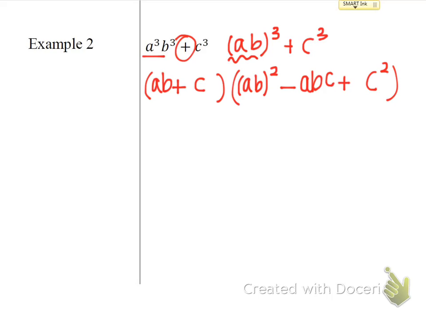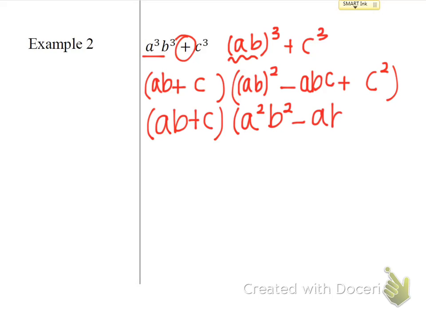I want to simplify this a little bit more before I continue on. So that's going to give me ab plus c times (ab) squared, which is a squared b squared, minus abc plus c squared. And that is my factored answer.